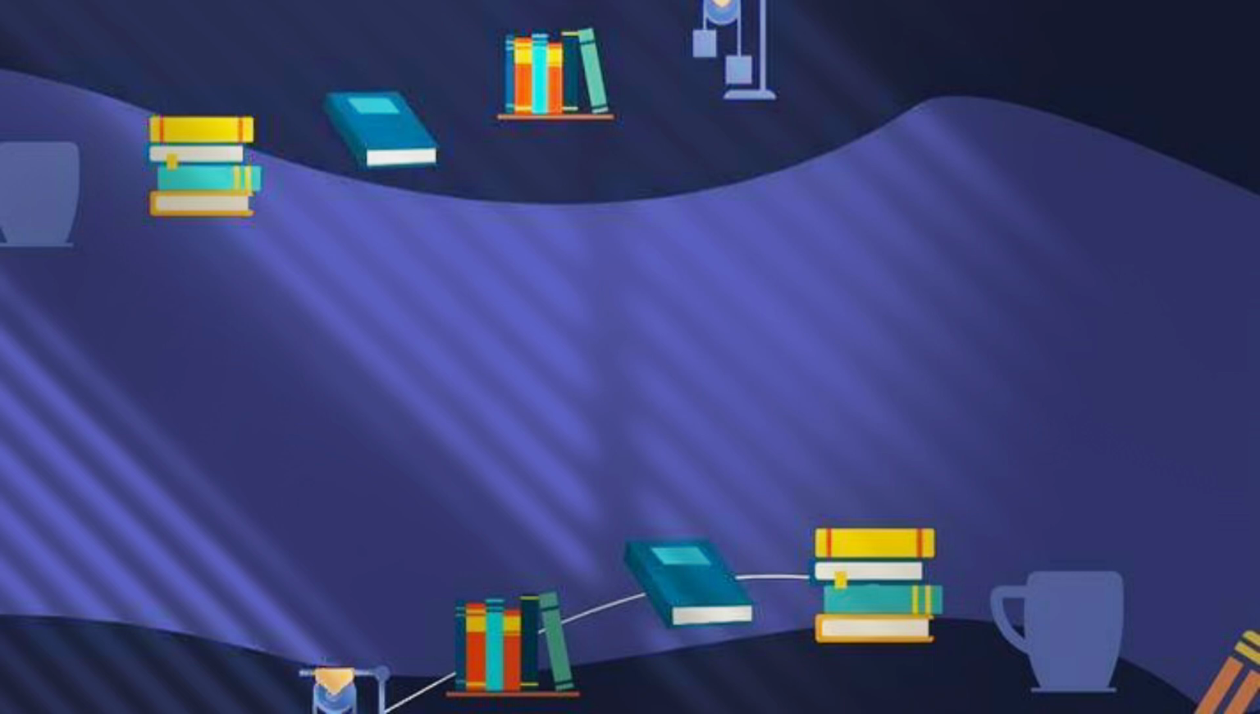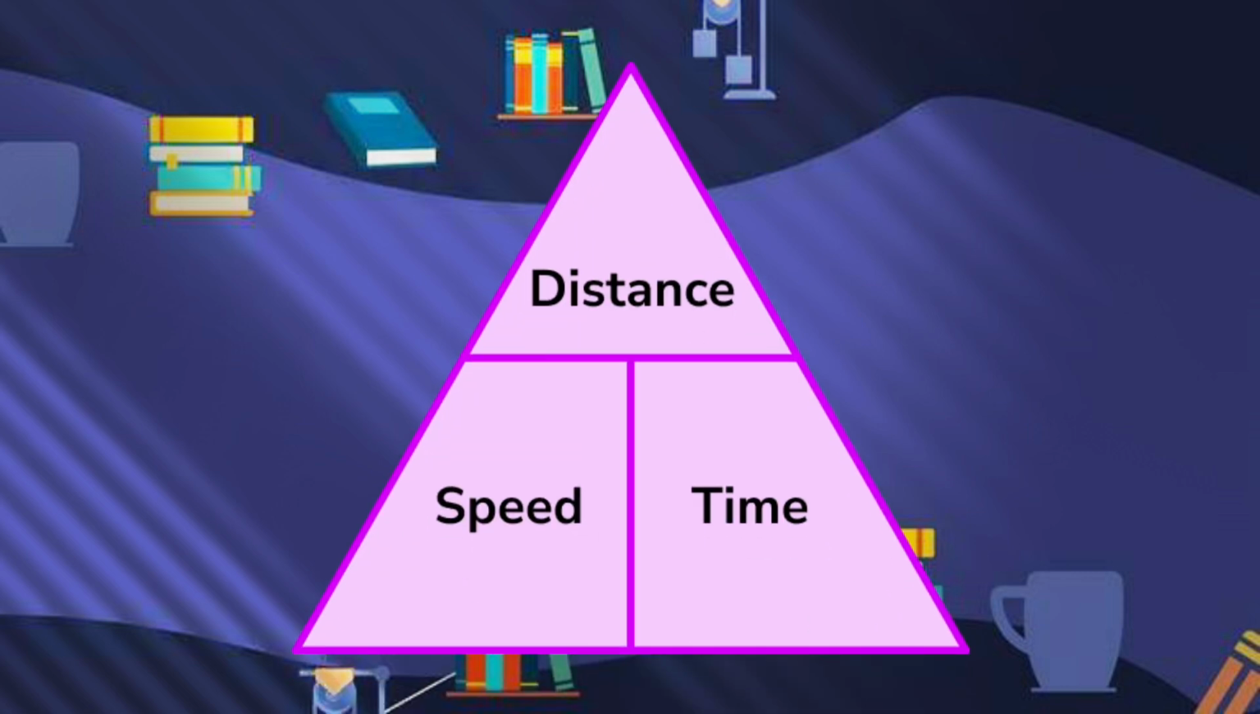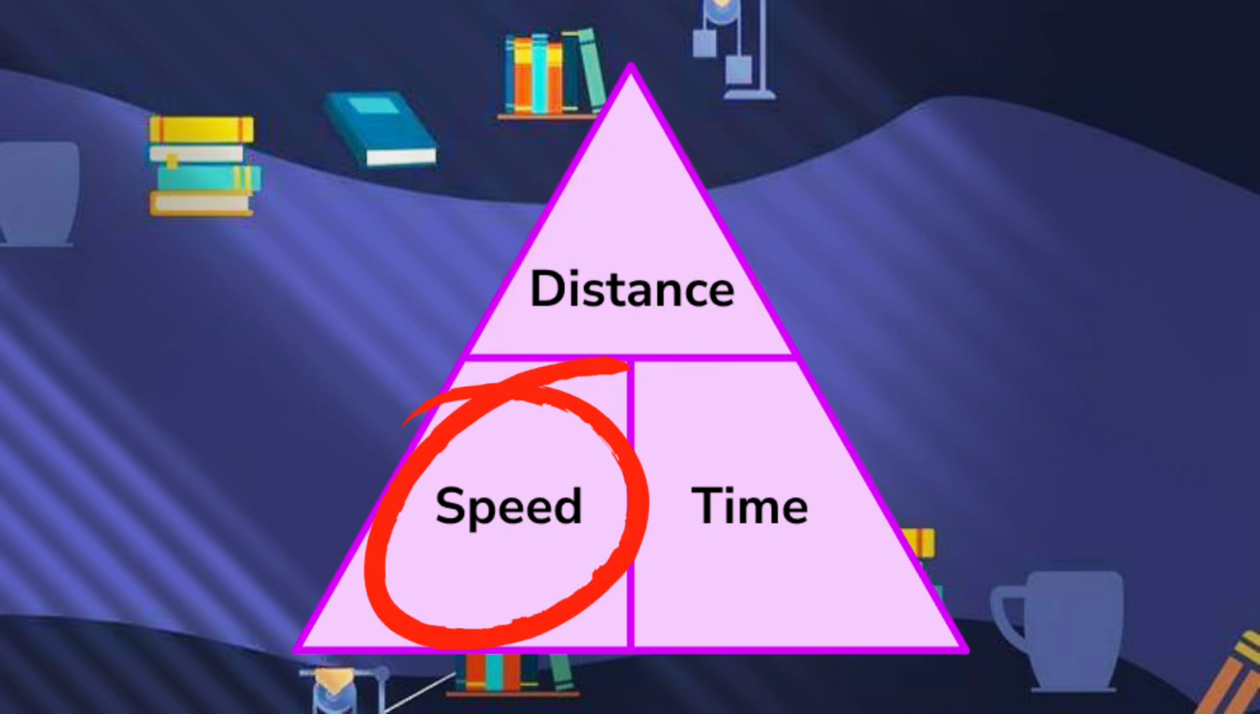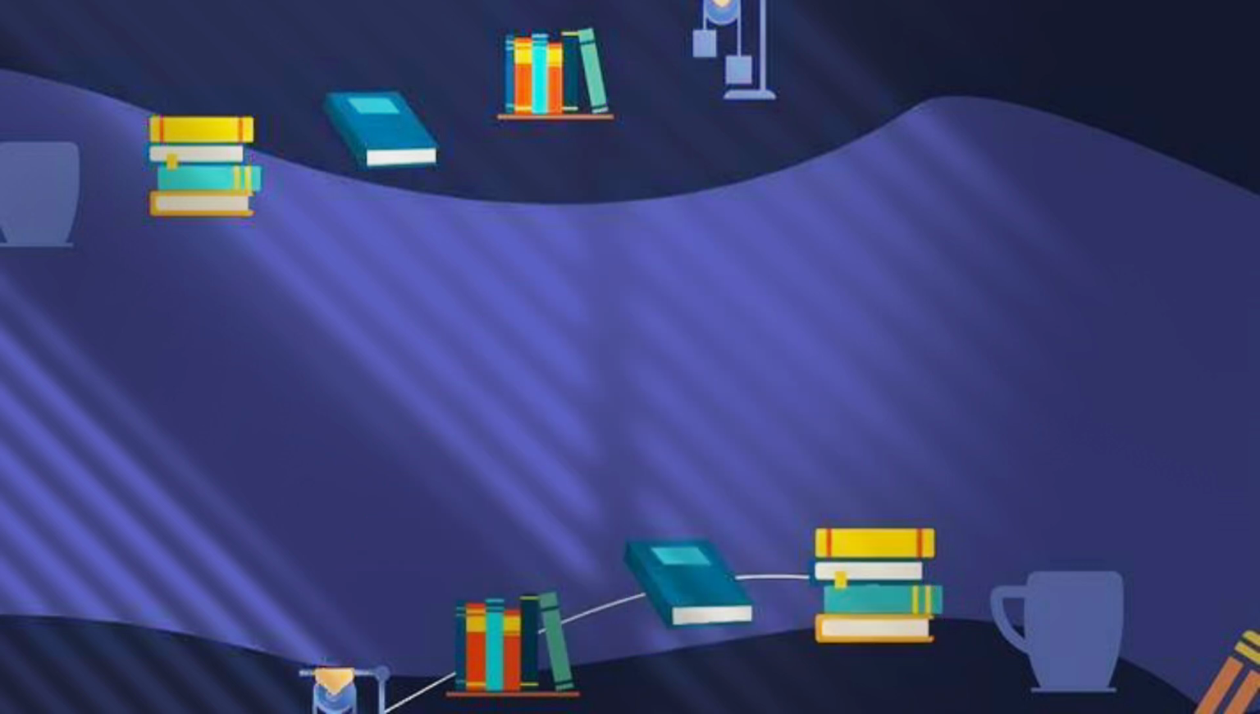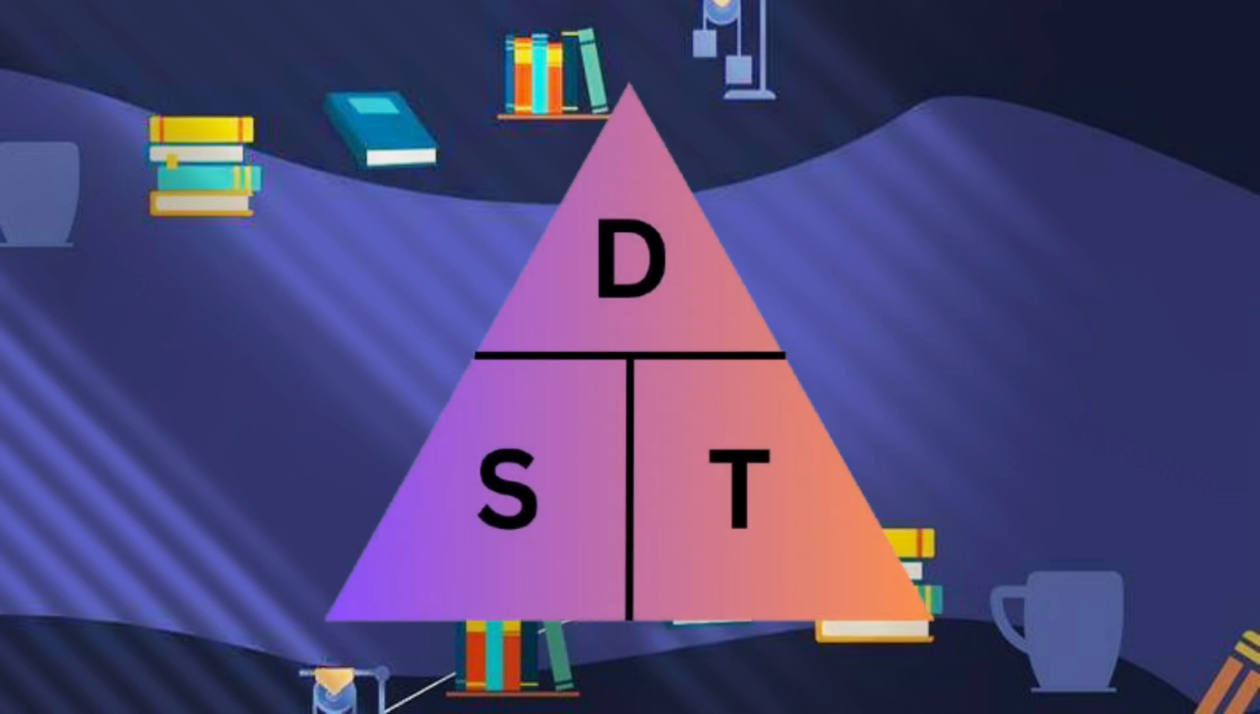Alright, let's now have the triangle here. As you can see, distance is on top, speed is on the lower left and time is on the lower right. Here's how you use it. To find the formula for any variable in the triangle, cover up the letter representing that variable, which is either D, S or T. The remaining variables will indicate how to calculate the unknown variable. Easy, right? Now, let's start with the formulas.